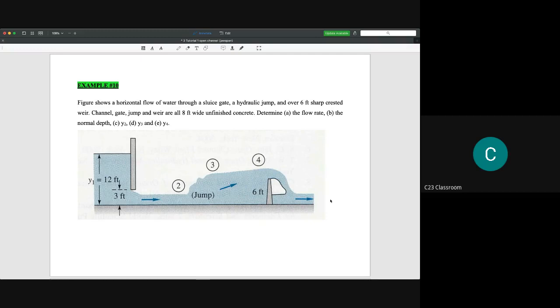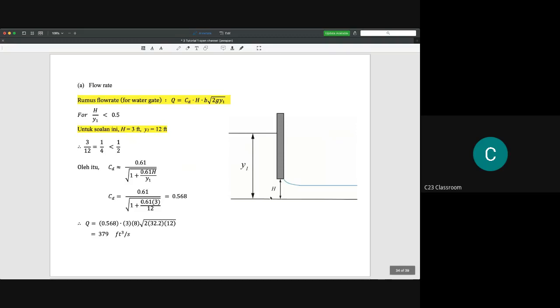Okay, so this is the whole story about the existing hydraulic jump, and then we have a weir involved here. This involves calculations that are in the notes I added. Okay, so we are calculating this with the discharge coefficient. First, we want to calculate the flow rate.